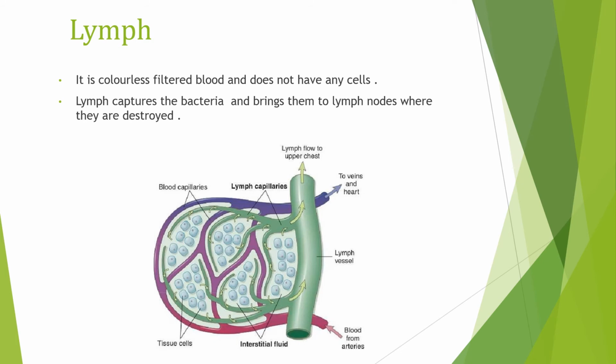We'll study about the lymph. It is a colorless filtered blood and does not have any cells, as the blood contains three types of cells, but lymph में cells नहीं होते हैं. Lymph captures the bacteria and brings them to the lymph node where they are destroyed. Here in the figure you can see with the green color, the lymph is flowing in the lymph vessels. There are lymph capillaries. You can see in this figure.